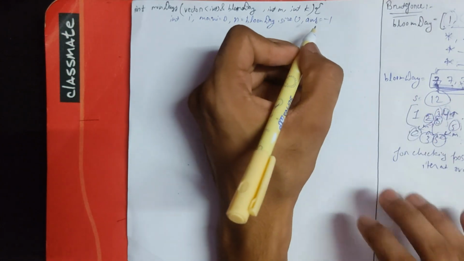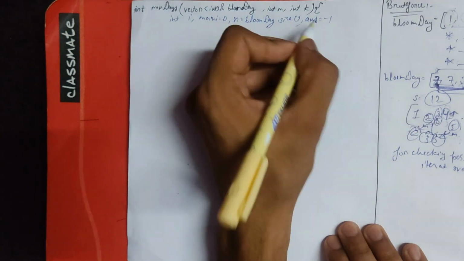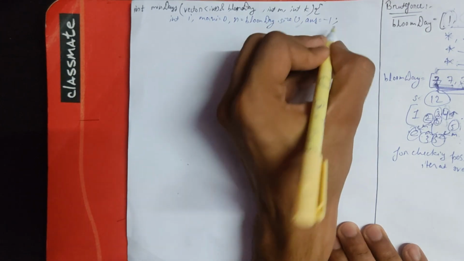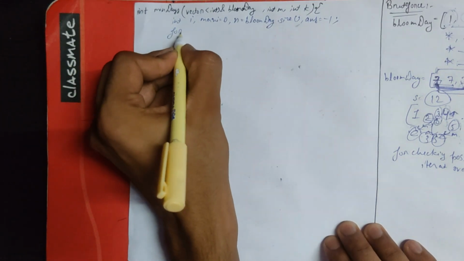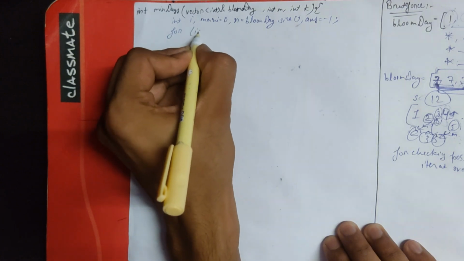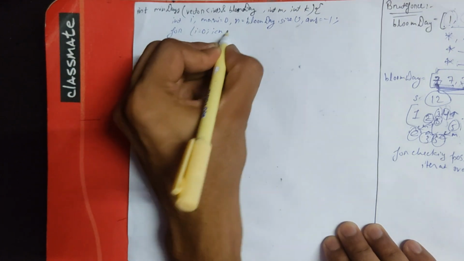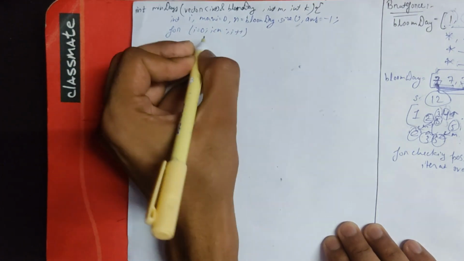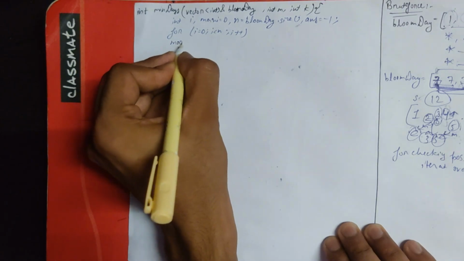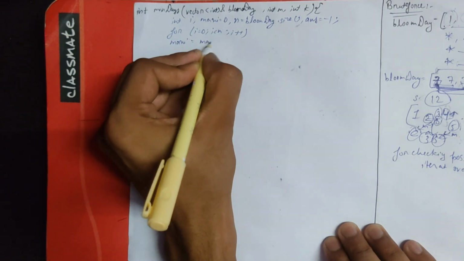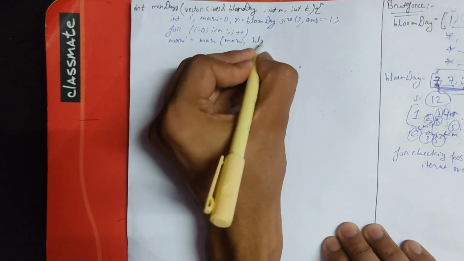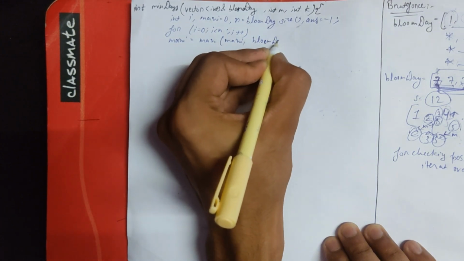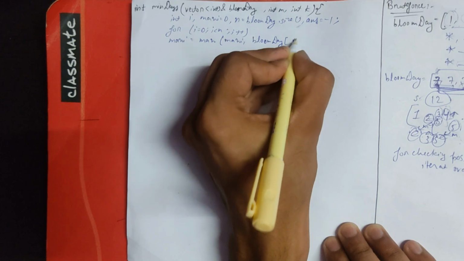As in the question it is said that if we don't get any answer we have to return -1, so let's mark answer as -1 from starting. And now we will just apply a loop to get the maximum value. So for I equals to 0, I less than n, I plus plus, we will just get the maximum value by this loop by using maxi equals to max of maxi and the current value Bloomday of I.